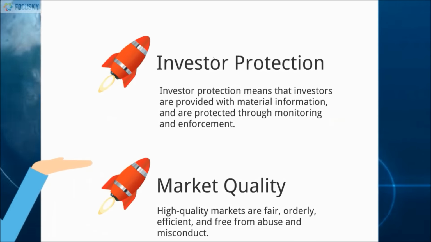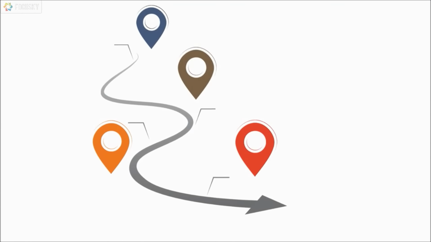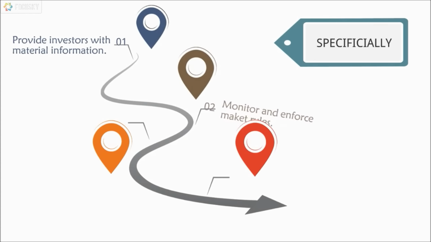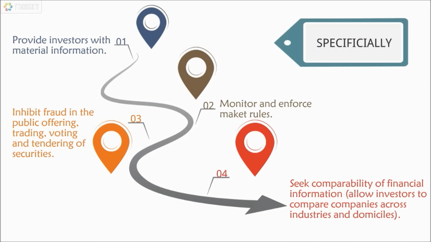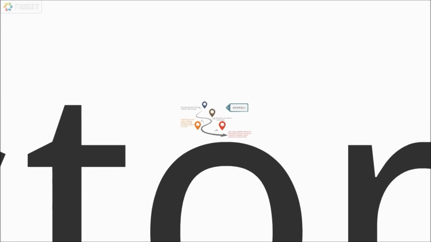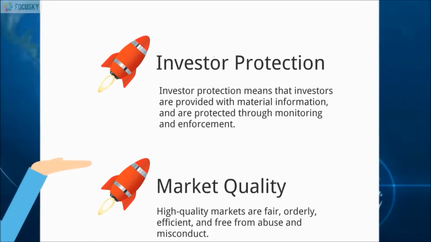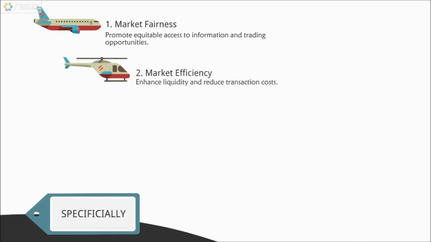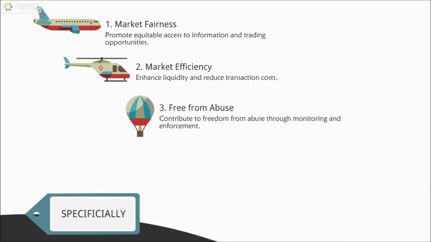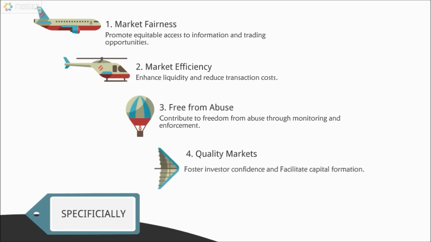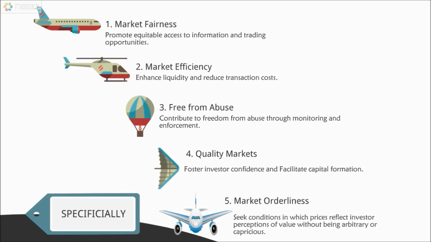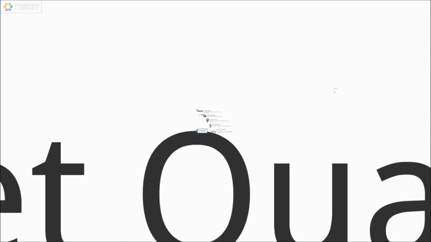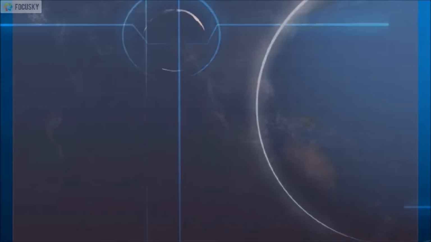Next, the objective specifically. The second objective, market quality. Next, the objective specifically. Fisher and Lang also outline four principles under which investor-oriented markets should operate.